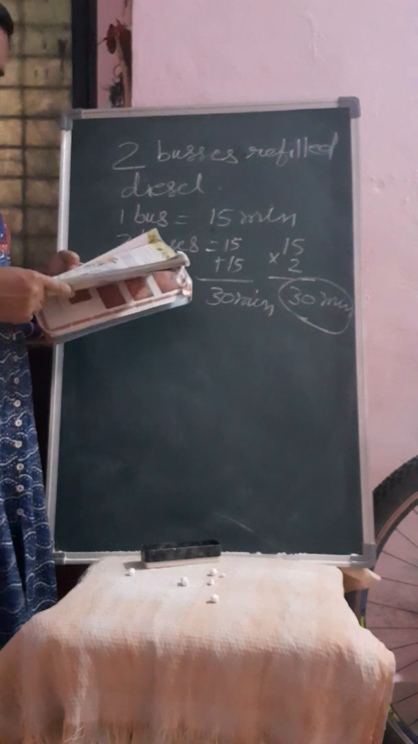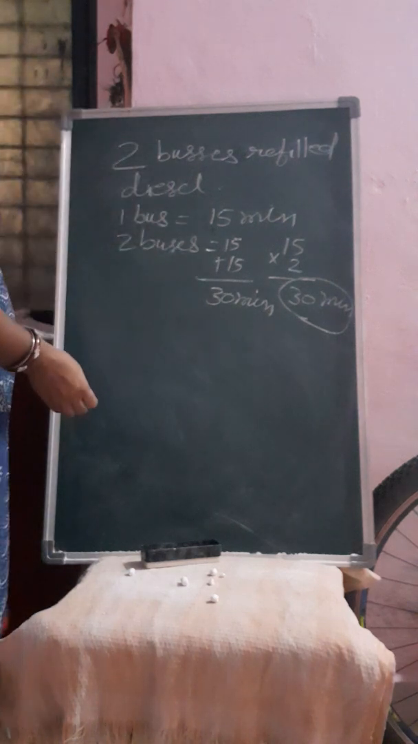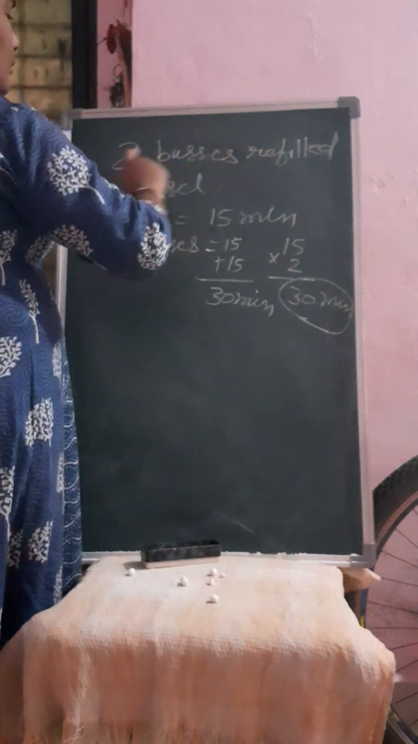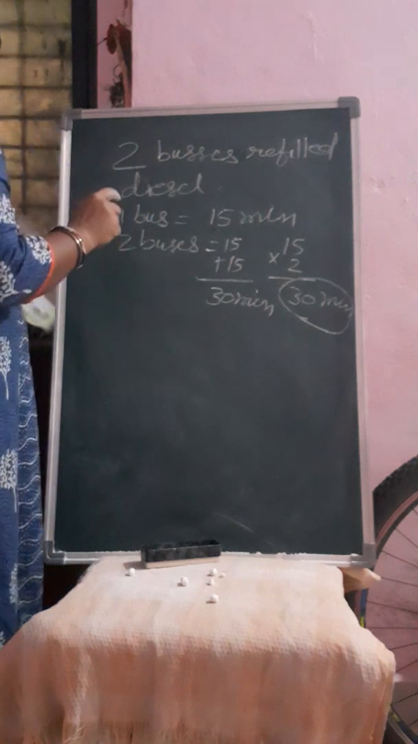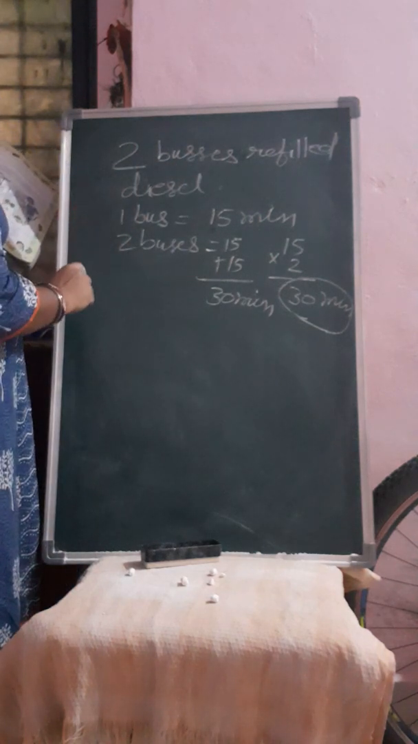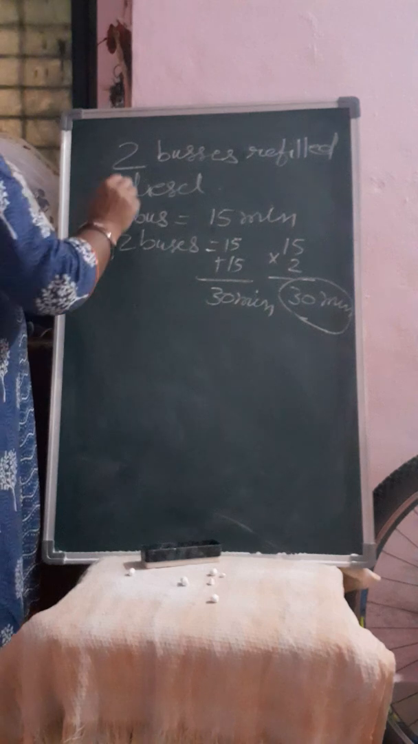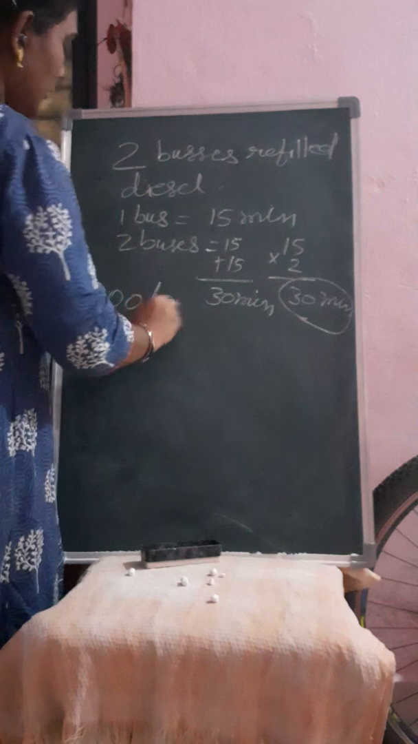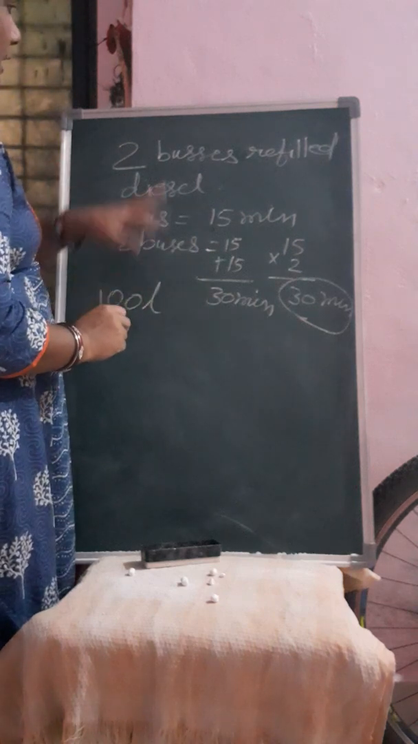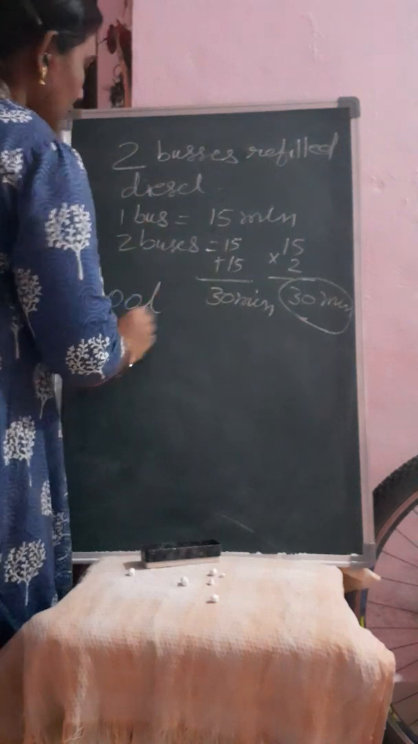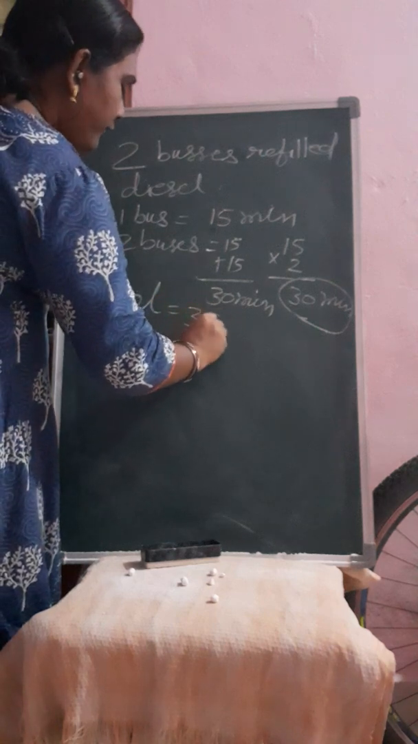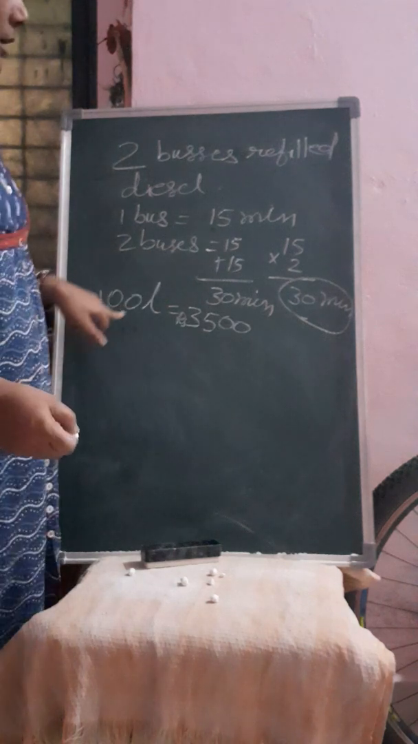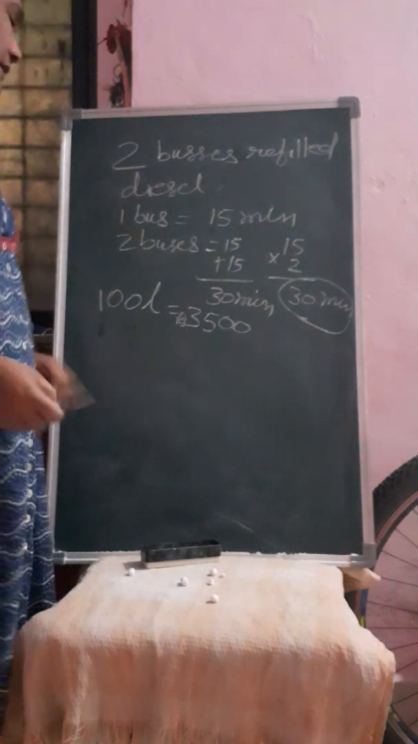Look at the picture and find the petrol. Now petrol of 1 liter. See, they are filling petrol or diesel. They filled 100 liters of fuel in both the buses. 100 liters of diesel they filled in 2 buses. So how much did they pay? 3,500 rupees they paid for both the buses. For 100 liters of diesel they paid 3,500 rupees.